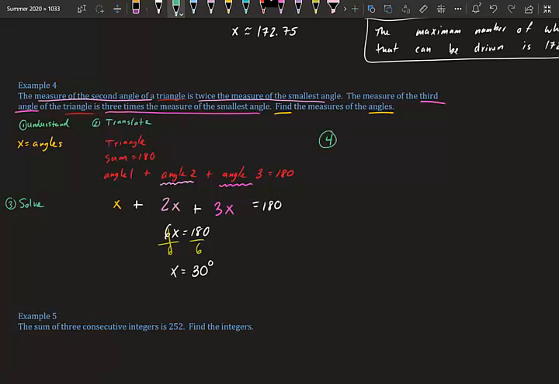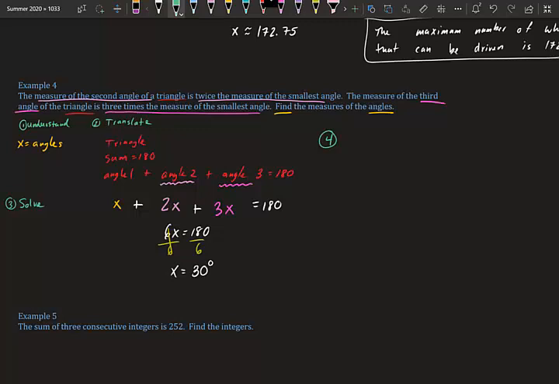So 30 degrees, that should make sense because you're talking about a triangle. So it shouldn't be like 750 degrees, right? It shouldn't be 300 degrees. It needs to be lower than 180. So now we're going to separate all our angles.